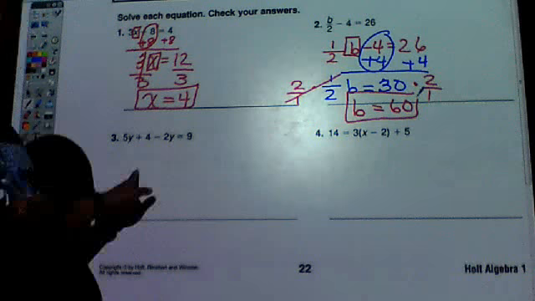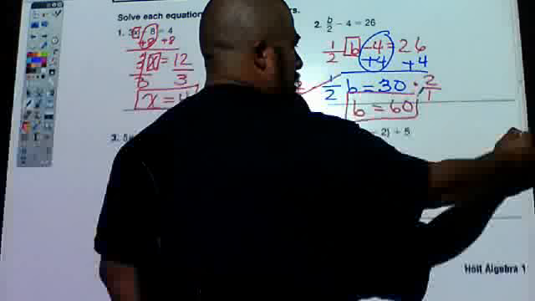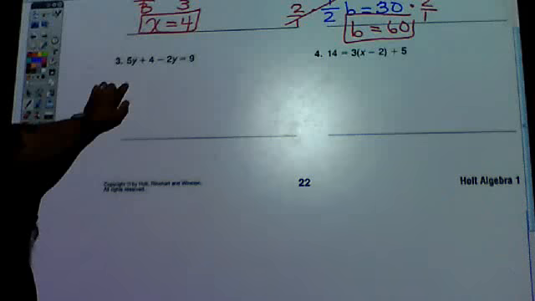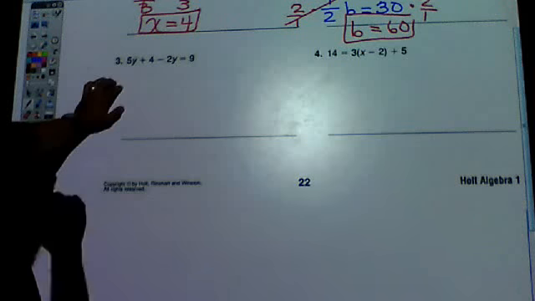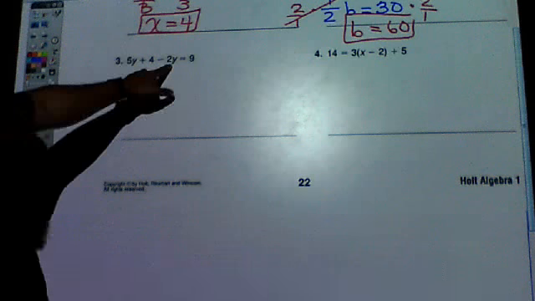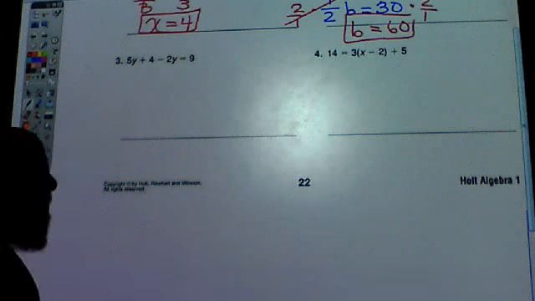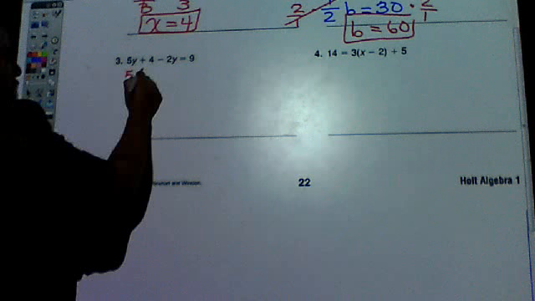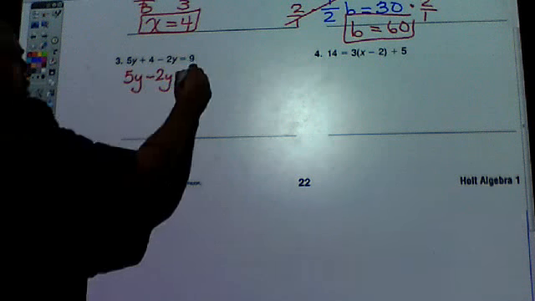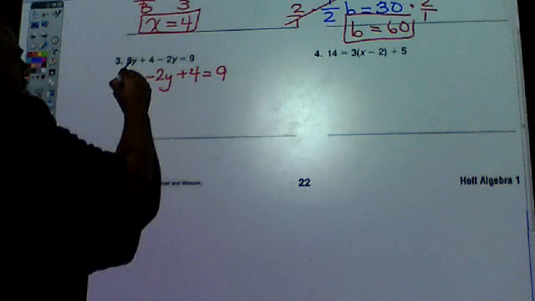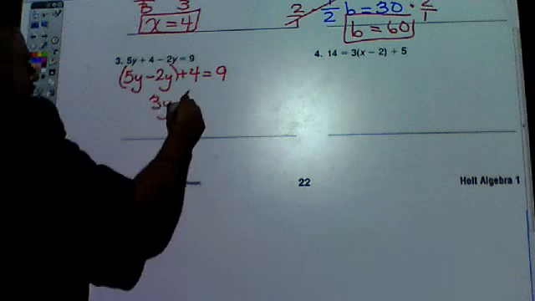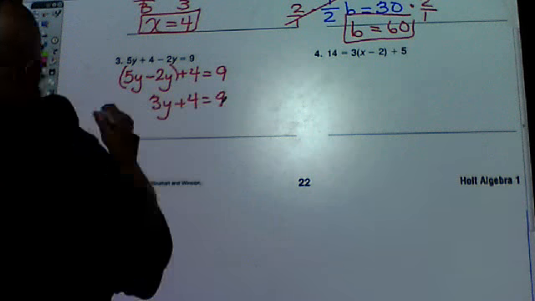All right, number 3. Now, number 3, I have to go back to the first couple days of school, and I look at that. I have y's that need to be simplified. Remember my property that says I can write things together that are alike. Then I can group them and simplify. So that simplifies to 3y plus 4 equals 9.